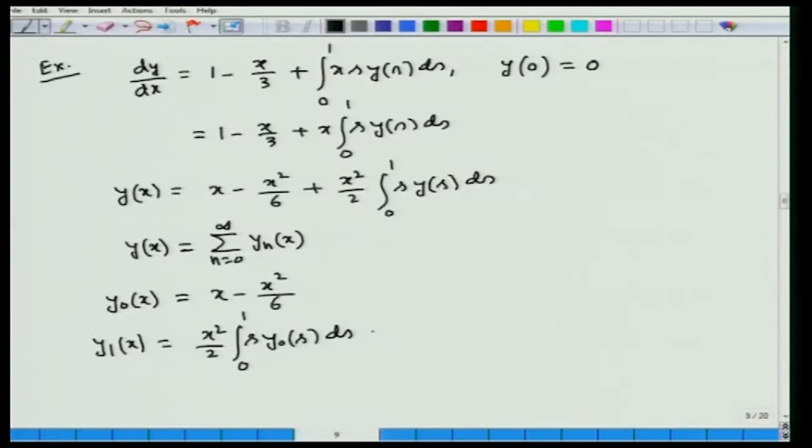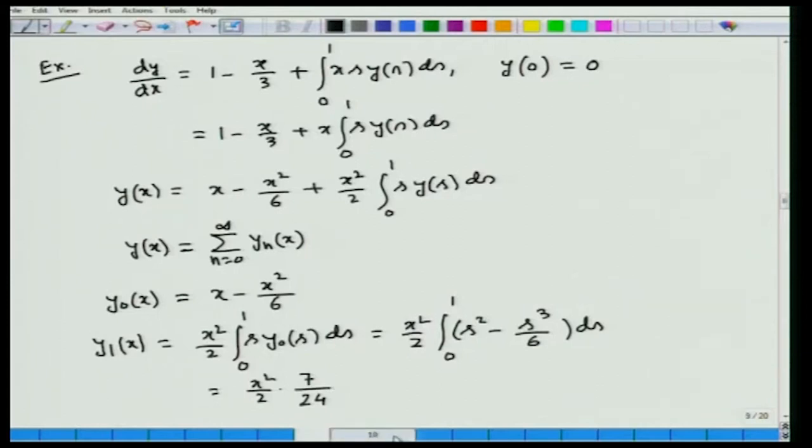And if you substitute this y0, this will be x square by 2 integral 0 to 1 of (s square minus s cube divided by 6) ds, and this will be equal to x square by 2 times a constant, and after evaluating this integral, this constant comes out to be 7 by 24. Now, we calculate 2-3 more iterates in order to understand the structure of the solution of this particular equation.